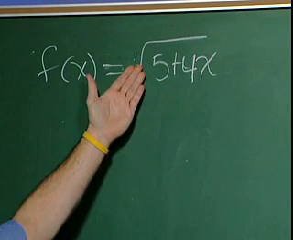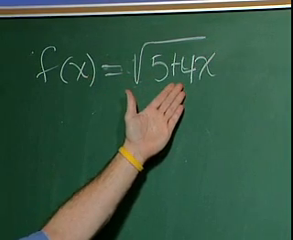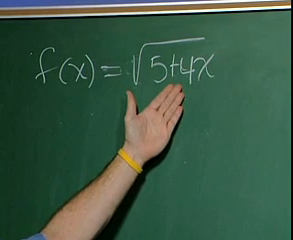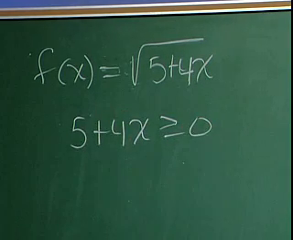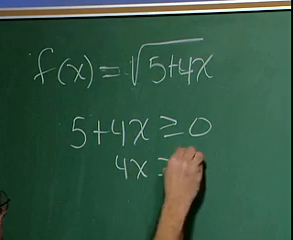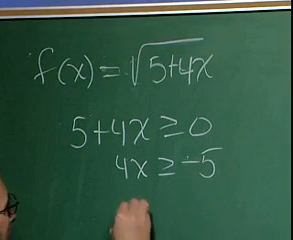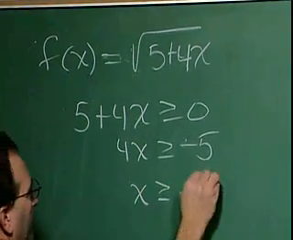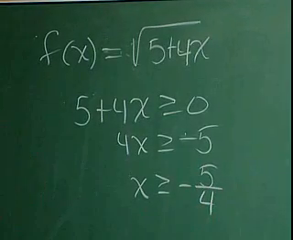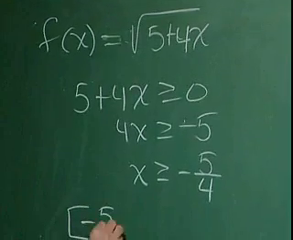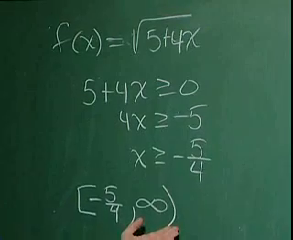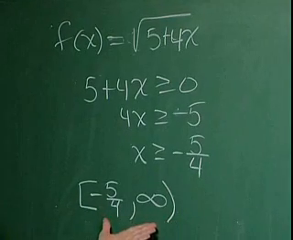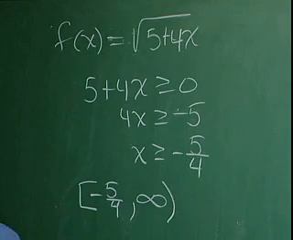It's a square root. Therefore, underneath here has to be non-negative. And therefore, you set it up as 5 plus 4x greater than or equal to 0. And that means 4x is greater than or equal to negative 5. And that means x is greater than or equal to negative 5/4. So the domain is the interval from negative 5/4, inclusive, comma, infinity, with the parenthesis on infinity. If that's the answer you got, then you got that particular problem correct.